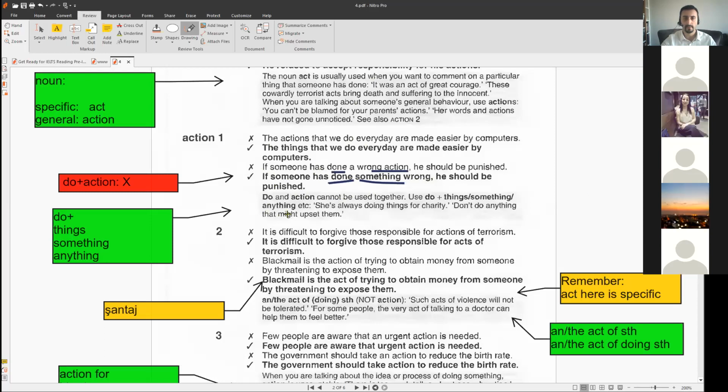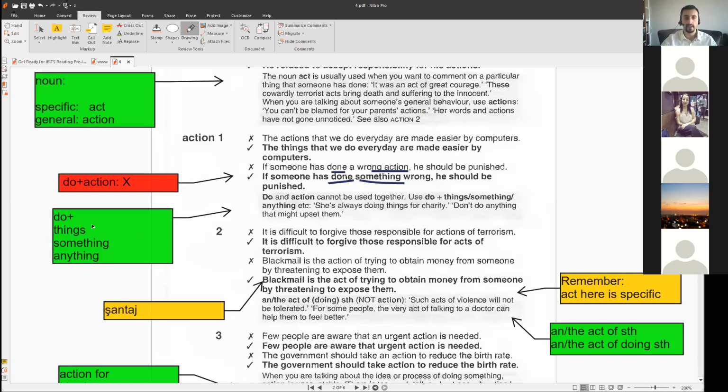Which one is difficult to forgive? Is this? No, this part. Do and action cannot be used together. Use do plus things, something, anything, etc. She is always doing things for charity. Don't do anything that might upset them.